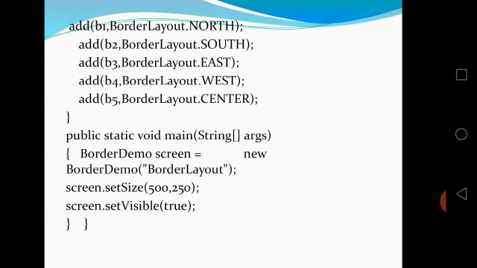Now we go to the main program. The BorderDemo constructor is created and an object reference is created. In that we are passing the border layout. The screen size is set to 500 comma 250. The screen is visible, so the value is specified as true.